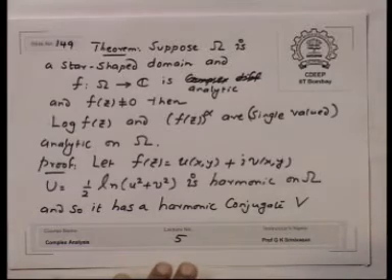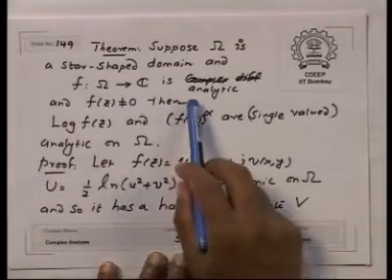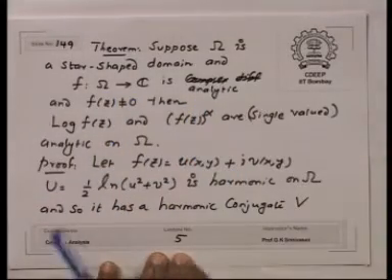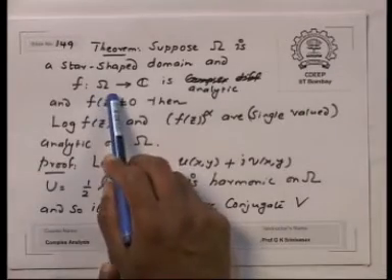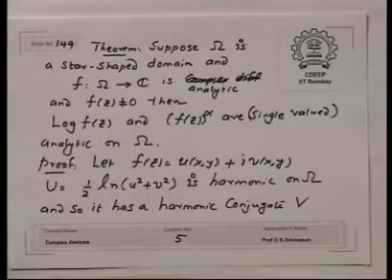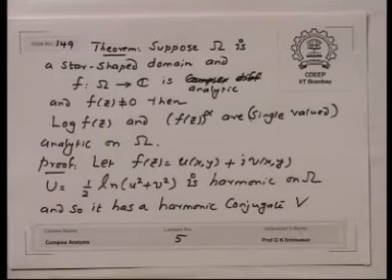The next theorem, I think I will quickly go through, I will not spend too much time explaining. Suppose omega is a star shaped domain and f from omega to C is analytic, by now everybody knows what analytic means, and f(z) is not equal to 0. That is, if the domain is star shaped and the analytic function is not 0, then capital Log f(z) and f(z) to the power alpha are single valued analytic functions.